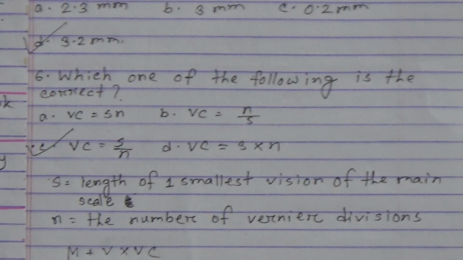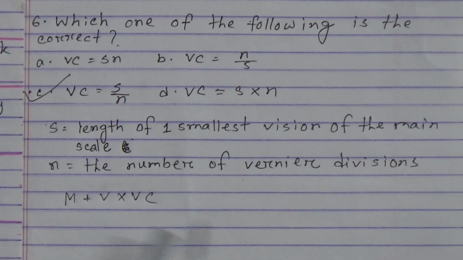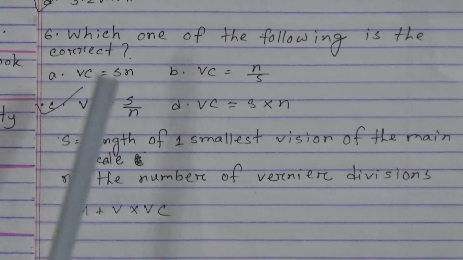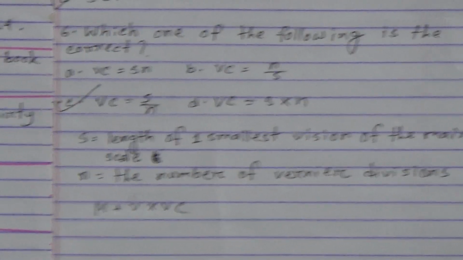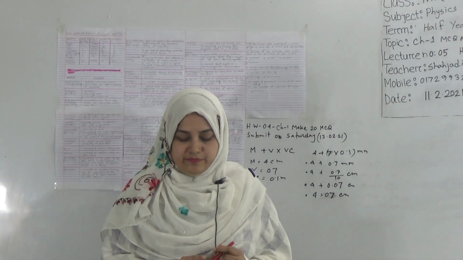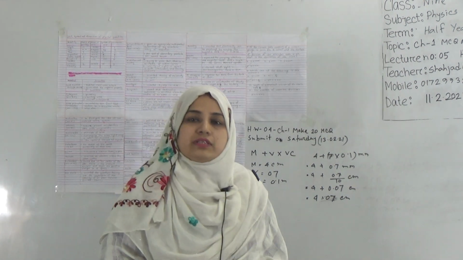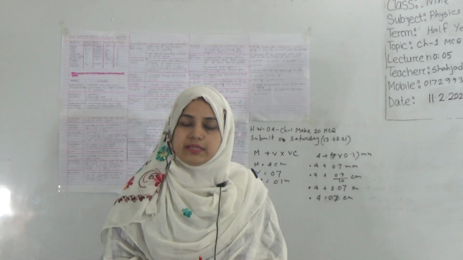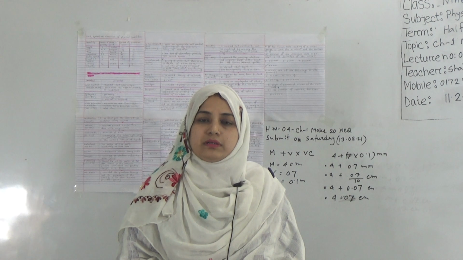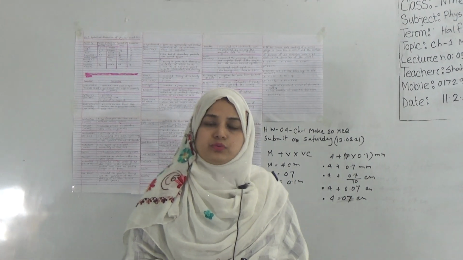Okay, my dear students, here I have written this formula M plus V into VC, and you have to memorize this formula properly. I hope you have understood our today's topic properly. I have given here the famous scientists' names and their inventions. I think it will be easier to memorize and remember for MCQ.